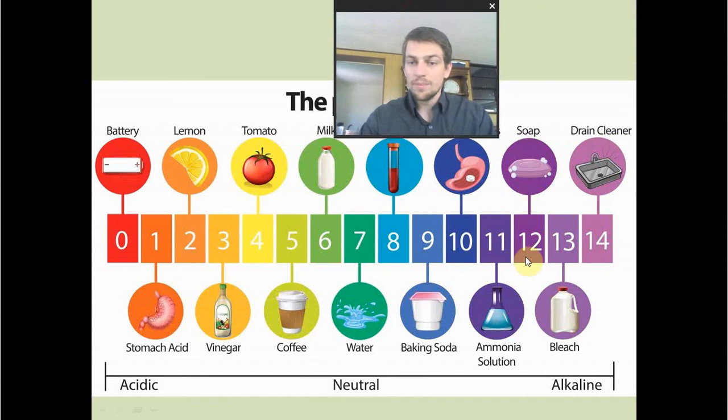And one comment I want to make about bleach. If you ever do household experiments, never mix bleach and vinegar together. It'll produce a poisonous gas, and you do not want that. So we might be doing some experiments here at home over the next few weeks. Never mix bleach and vinegar together. Just don't do it. Stay safe.